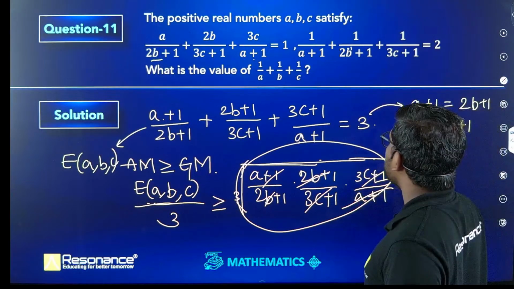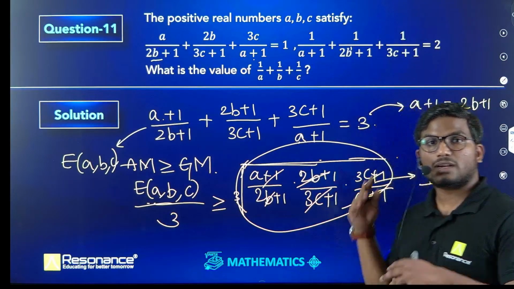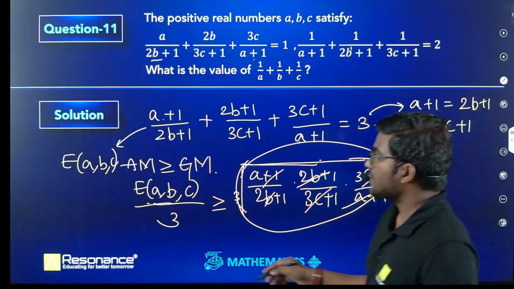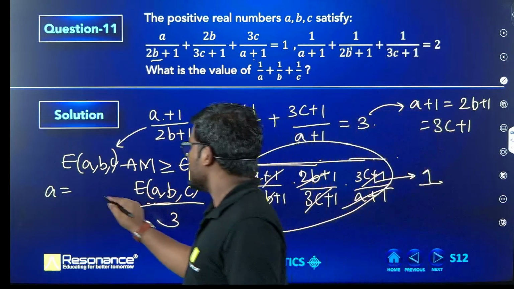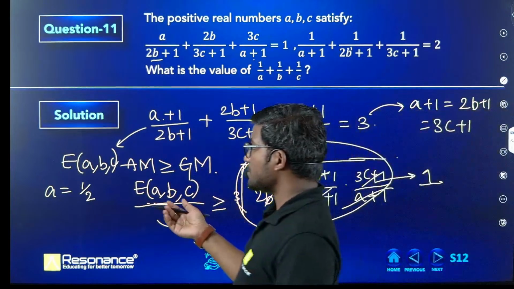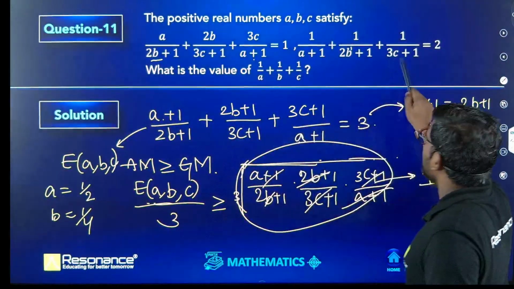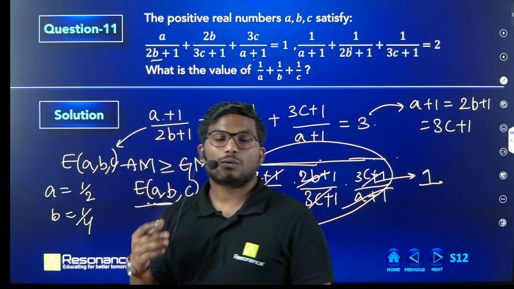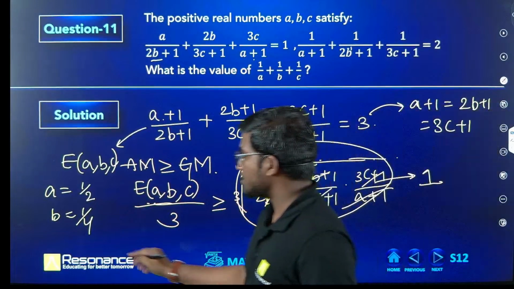Now since all these parts are equal, this becomes 3 by (a plus 1) is equal to 2, so a plus 1 is 3 upon 2. Now we'll note down the values here. A becomes 3 by 2 minus 1, so this becomes 1 by 2. Then 2b plus 1 is also 3 by 2, so 2b becomes 1 by 2 and b becomes 1 by 4. Again 3c plus 1 is also 3 by 2, so 3c becomes 3 by 2 minus 1, so that's 1 by 2. Now c becomes 1 upon 6.